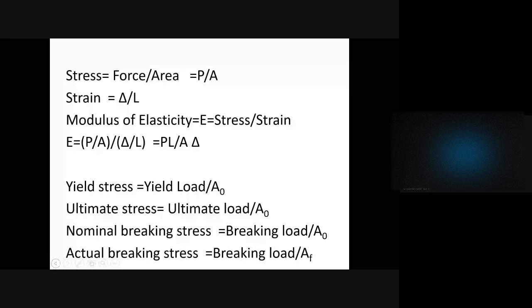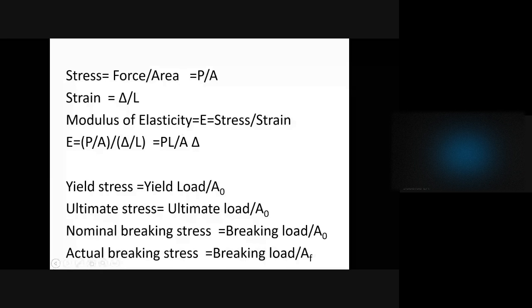Then strain means the change in dimension divided by the original dimension. Here, the change in length delta divided by the original length L is strain. Now, modulus of elasticity: Hooke's law states that within the elastic limit, the stress is proportional to strain, and the ratio of normal stress to normal strain is known as the modulus of elasticity, which can be written as stress by strain.